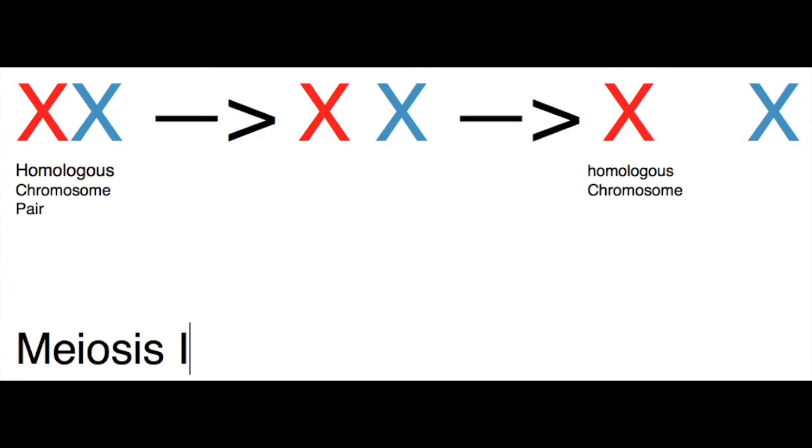Now, what is meiosis? Basically, it's a type of cell division that produces 4 daughter cells from a single parent cell with half the number of chromosomes of the parent cell. Meiosis can be split into 2 parts, meiosis 1 and meiosis 2. First, we'll look at meiosis 1. It's where the homologous chromosome pair split into 2 homologous chromosomes.